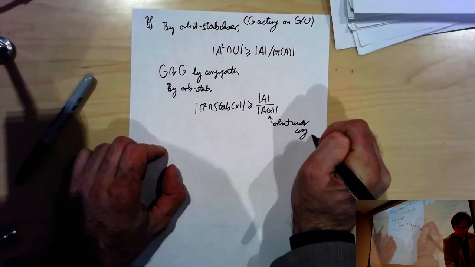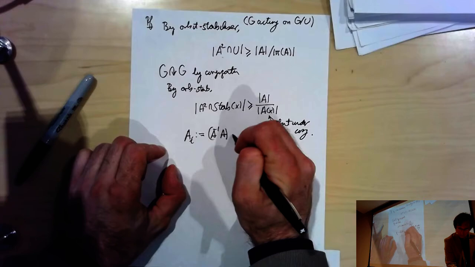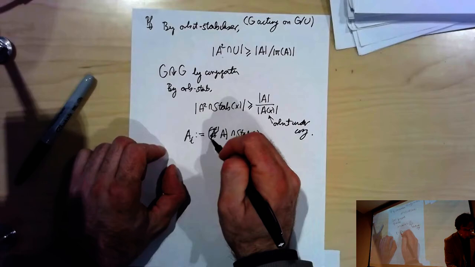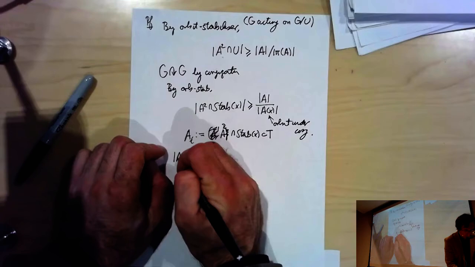Now, consider AT. This is just A squared. It's the same thing. This is in T, so this is what we're bounding from below. Now what are we going to do? AX, the size of sets does not change when I displace them.